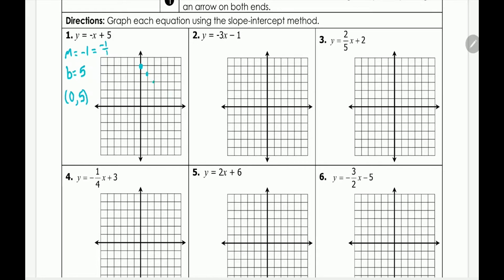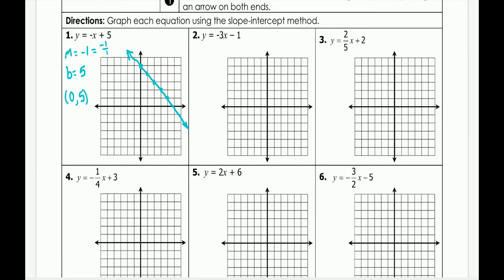Down 1 to the right 1, there's a point. Down 1 to the right 1, another point. Down 1 to the right 1, another point. So once you have anywhere from 2 to 5 points, you can go ahead and stop and create your line. Unfortunately, I don't have a ruler with me, so we're just going to freehand it as best we can. Add arrows to the end, and we have now graphed our very first equation.